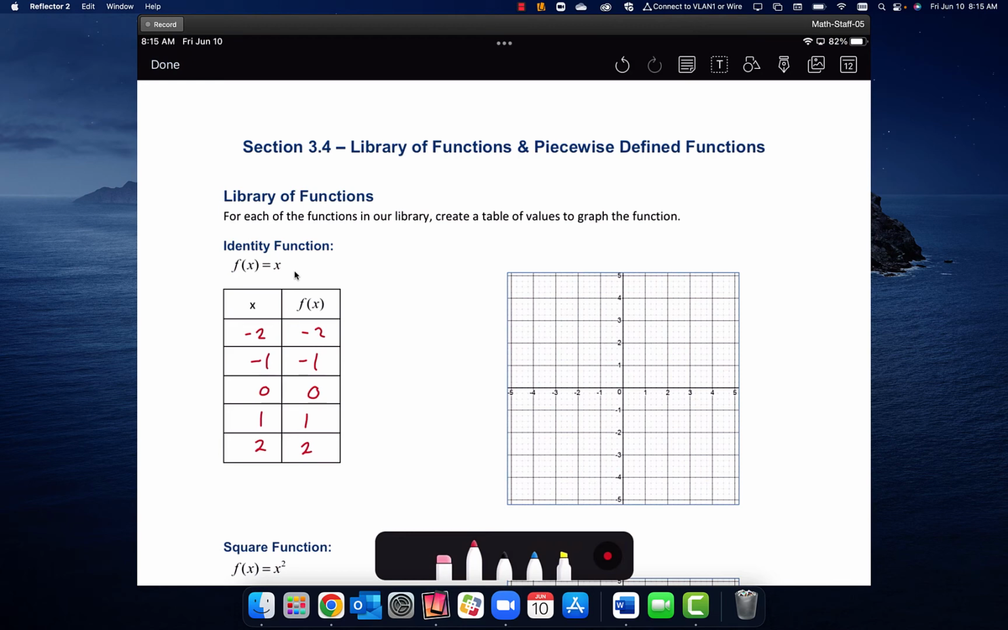And then we can graph this. Plot your 5 points, and then play connect the dots. And this is our identity function.